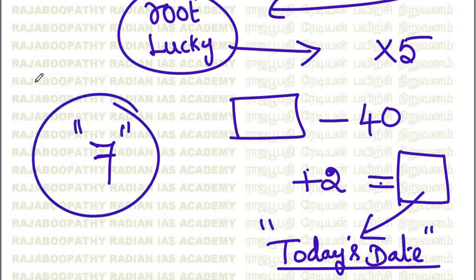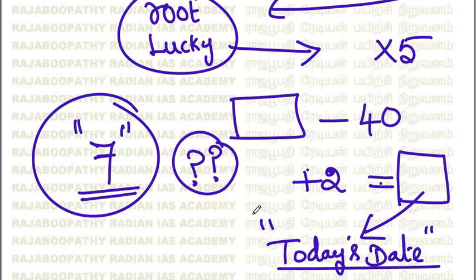Followed the steps. Have you got 7? How this is possible? I never asked you anything. I asked you to think of any natural number, then followed by some certain calculations. But final answer also I gave you. So you got 7. How this is possible?